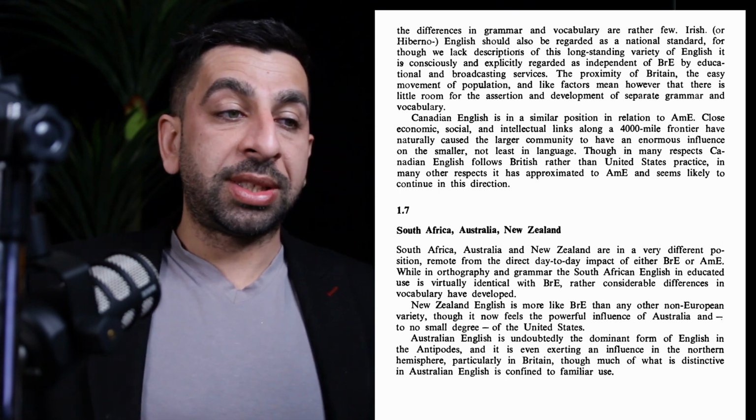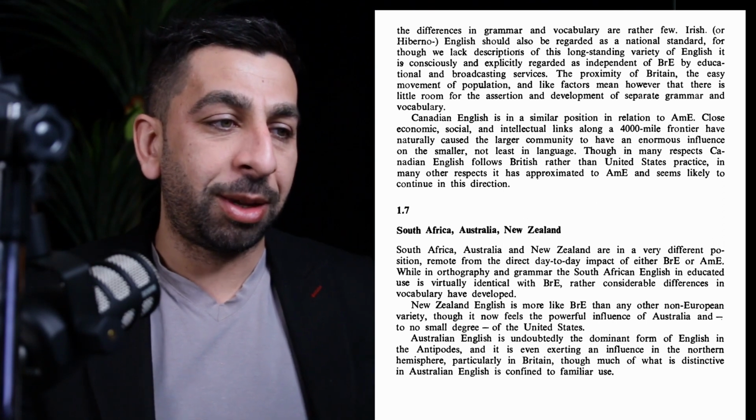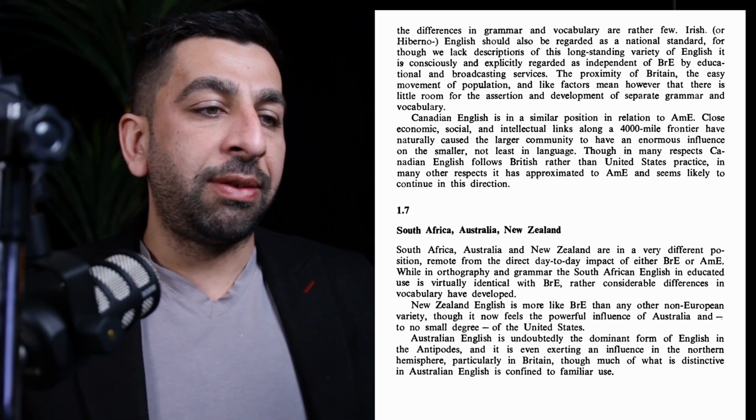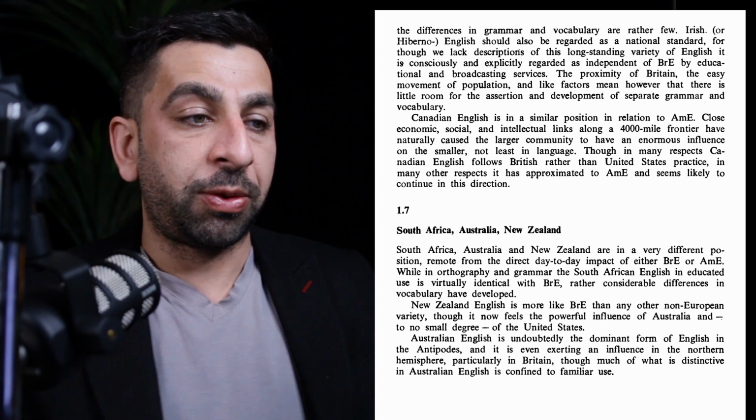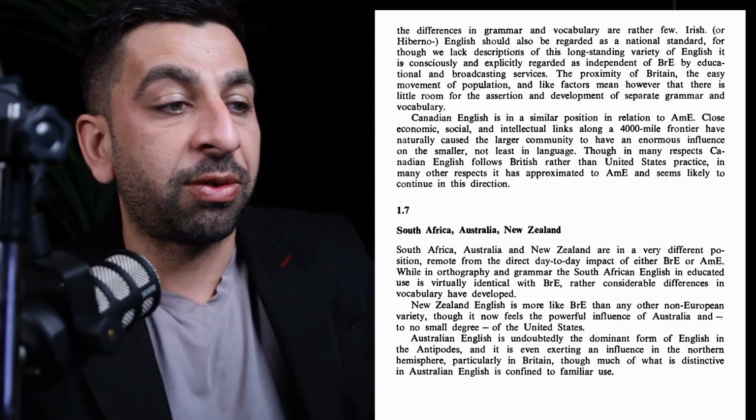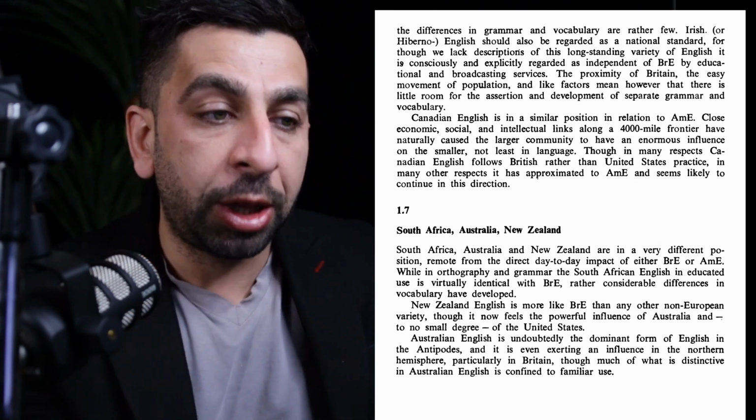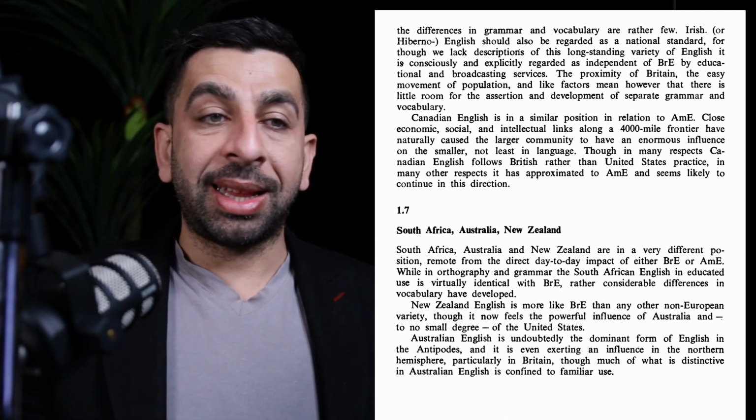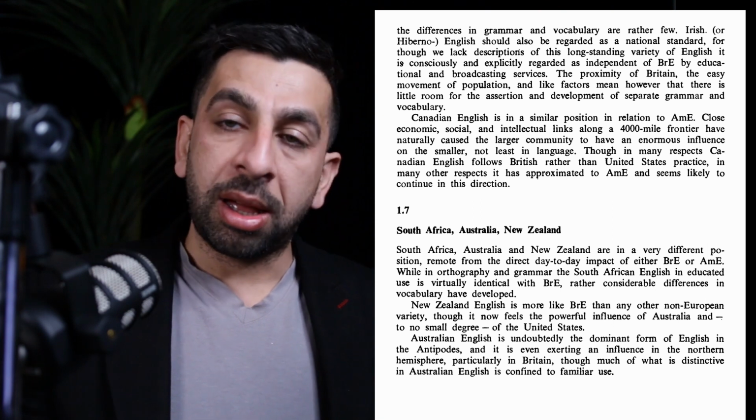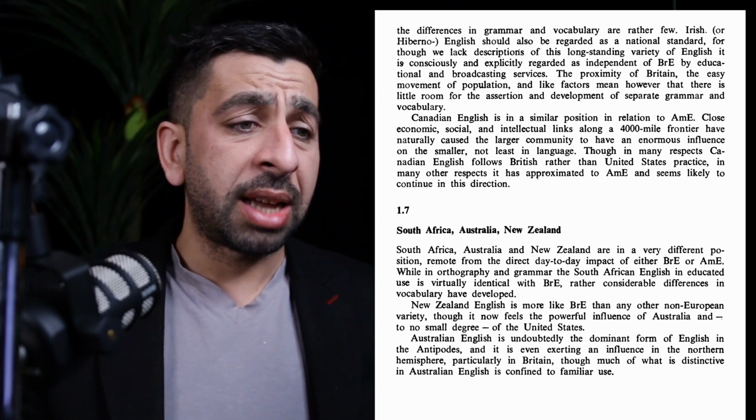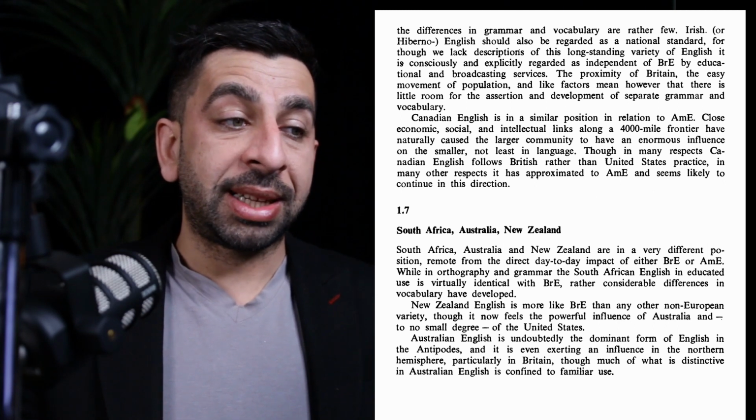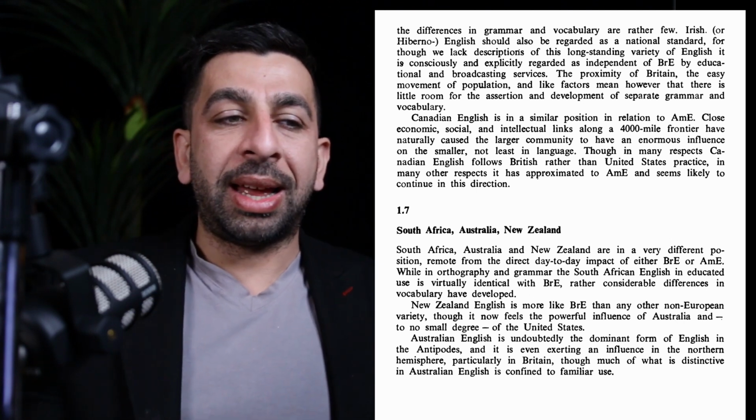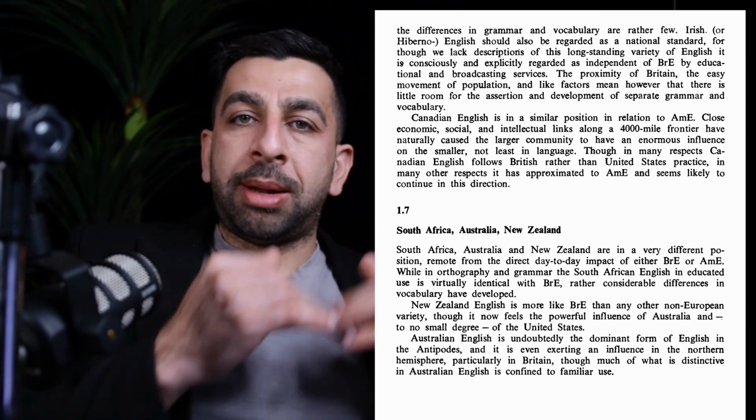Australian English is undoubtedly the dominant form of English in the antipodes في القطب الآخر اللي هو الأكثر شيوعا, and it is even exerting an influence in the northern hemisphere, particularly in Britain, though much of what is distinctive in Australian English is confined to familiar use. دي يقول لك أنه الإنجليزي الأسترالي دي يأثر خاصة على الجزء الشمالي من الكرة الأرضية خاصة في بريطانيا. لكن الفرق اللي ممكن يلاحظ هو فقط على أساس الإنجليزي اللي داخل ضمن الاستعمال مو المكتوب.